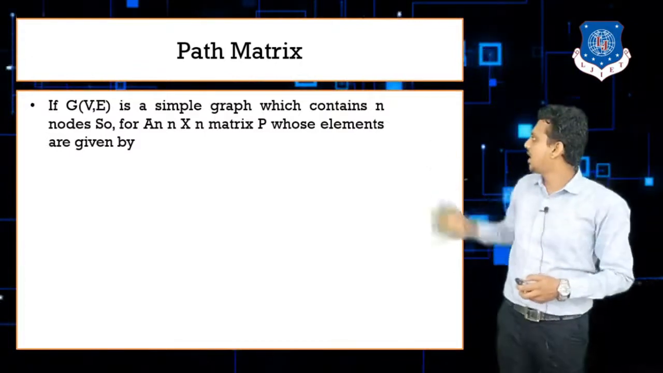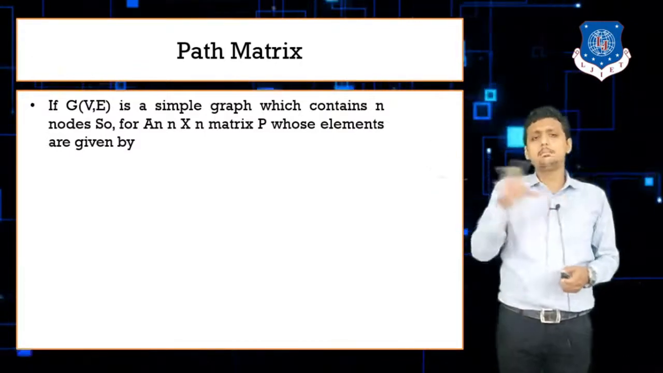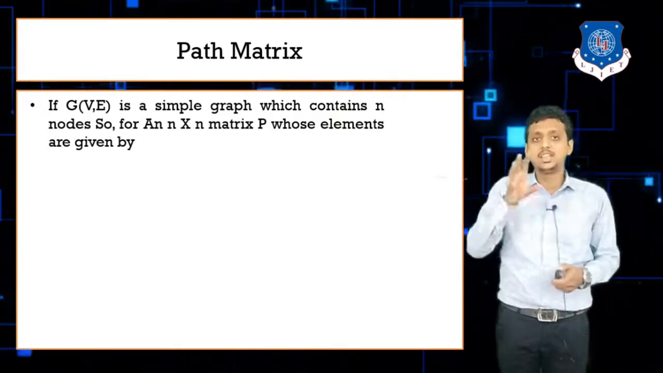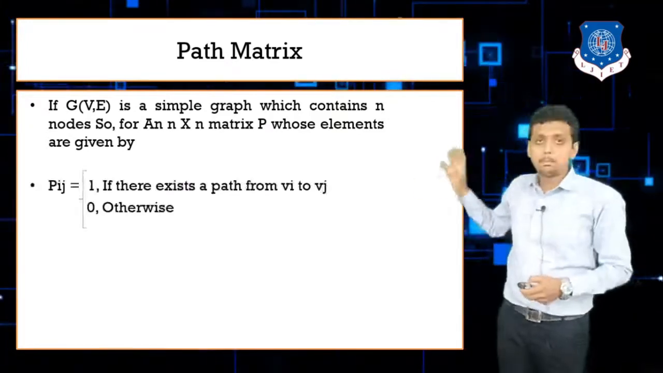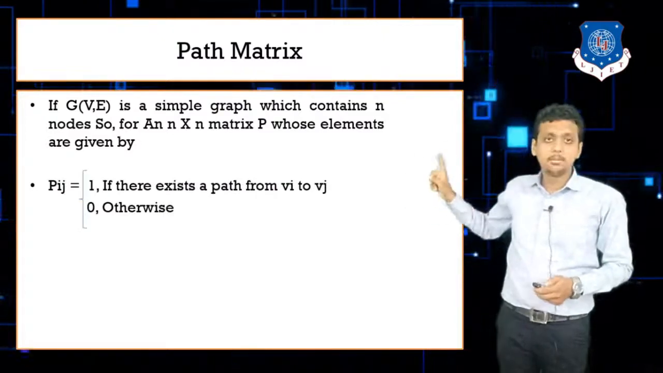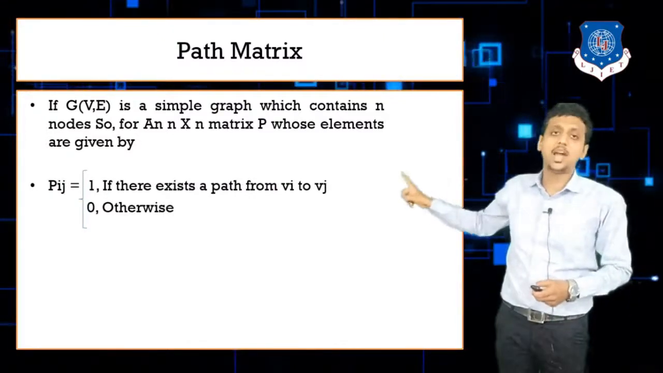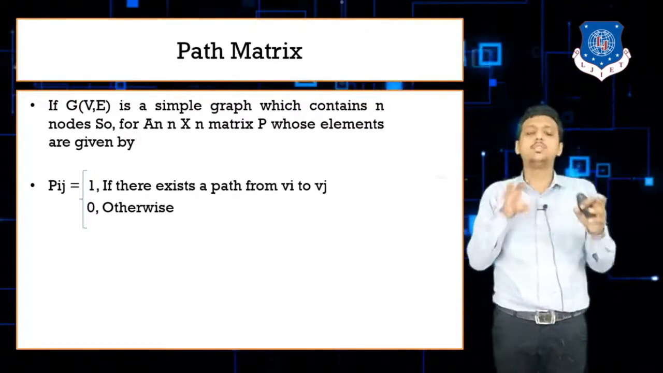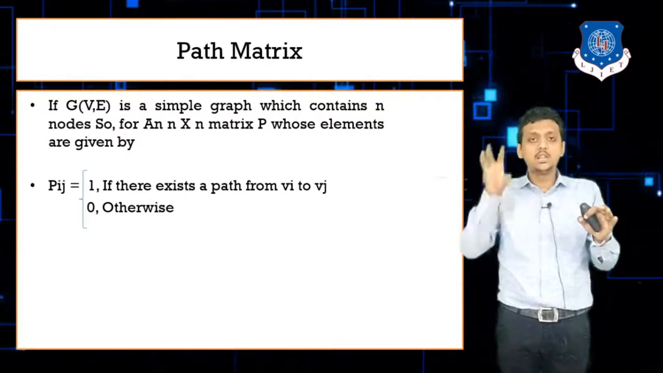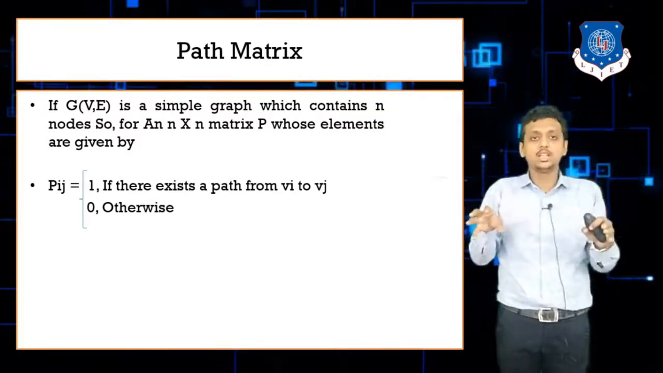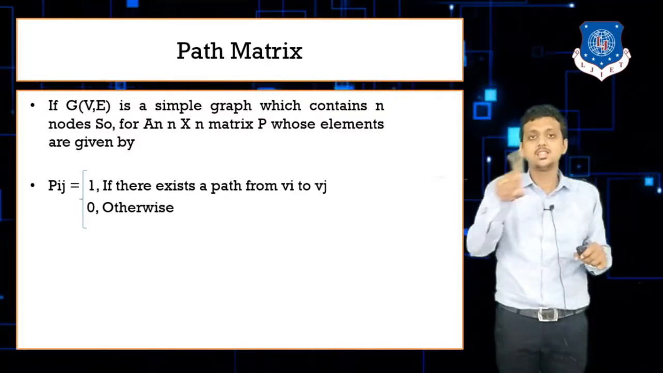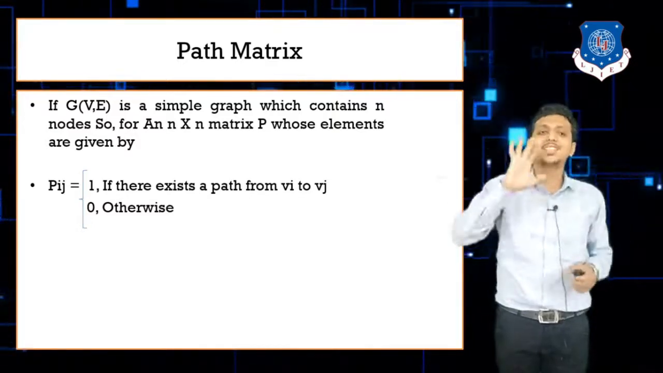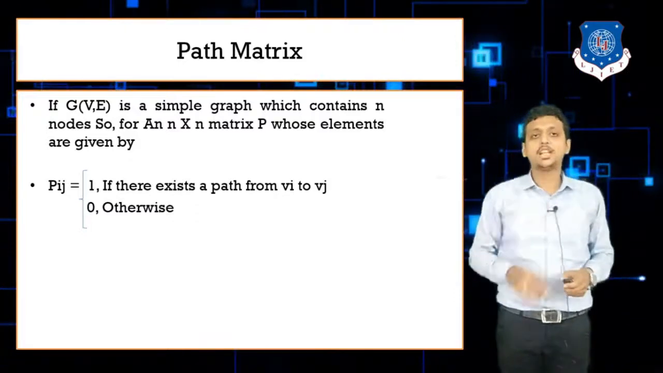See, for a graph G and vertices V, if a simple path exists, then Pij is equal to 1. Pij is equal to 1 if there is a path between Vi and Vj. If I am talking about two different vertices A and D, if a path exists from A to D, then write 1, else 0. That is known as the path matrix.